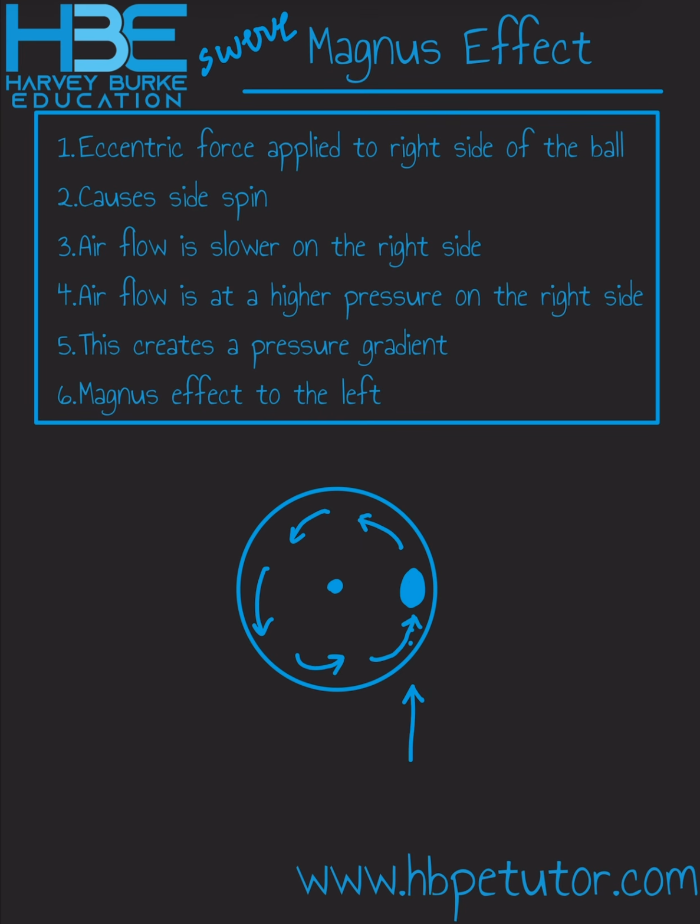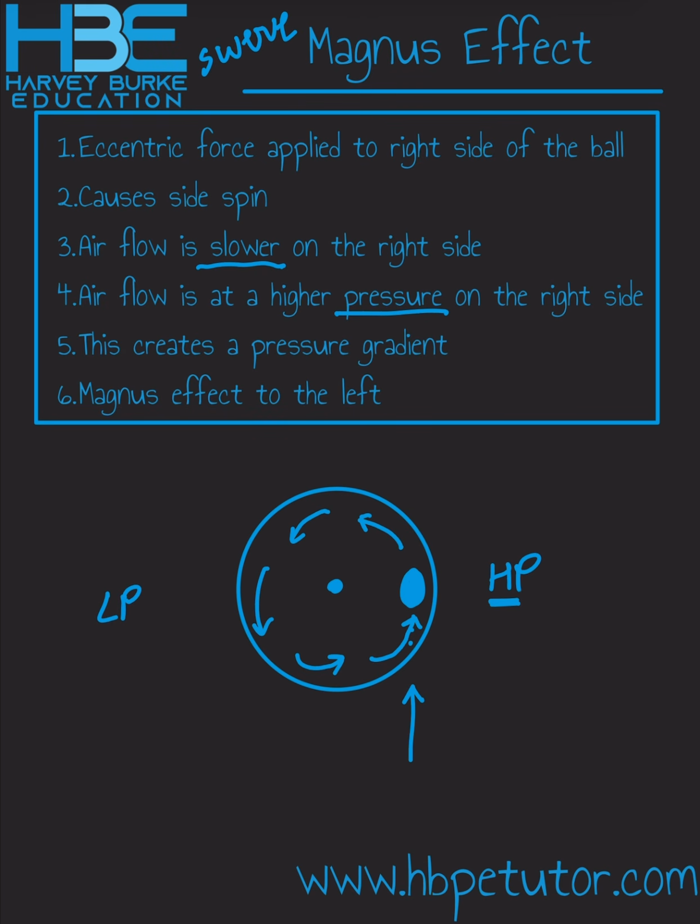And then you would want to comment on the velocity and the pressure of the air on both sides of the ball. And on the side that is hit, that will always have the higher pressure. So you can remember H for hit, H for high. So the high pressure will always be on the side that you've hit, and then the low pressure will always be on the opposite side.